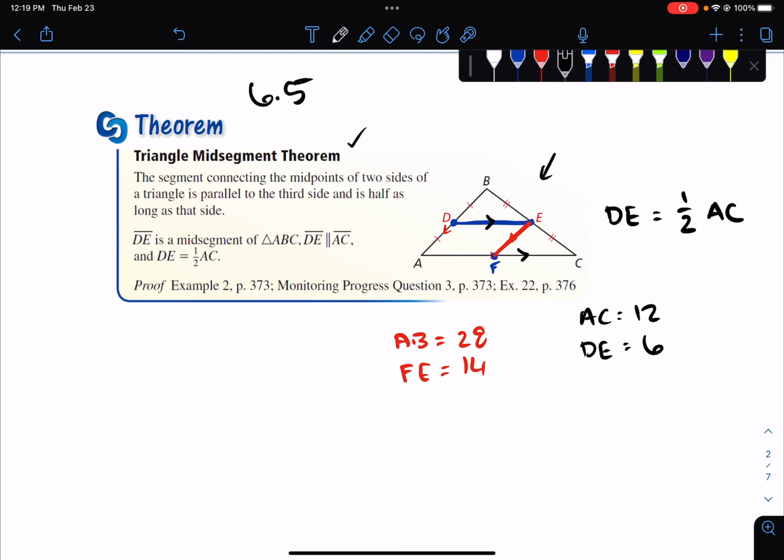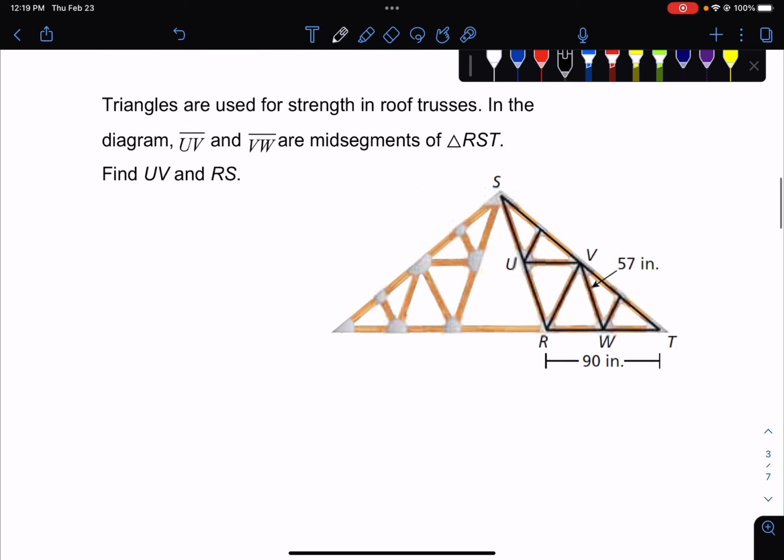And then the last one, if I were to connect F and D, if I were to connect those midpoints, and let's say FD is equal to 7, then I would know that BC is twice that big. It's 14. All right, so the regular side of the triangle is twice as long as the midpoint line, the line connecting those midpoints. So let's use that a little bit.